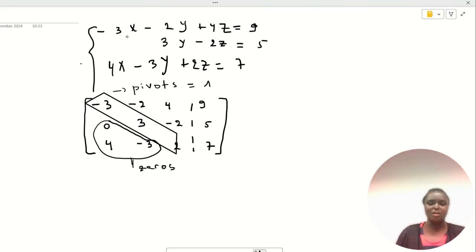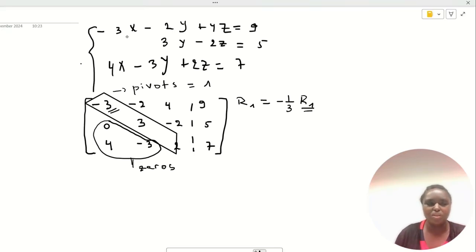You have to start from the first row. If we start from the first row, we want this element, minus 3, to be equal to 1. What can we do? We can divide the first row by minus 3. So row 1 will be equal to minus 1 over 3 times row 1. We take each element at row 1 and divide it by minus 3.